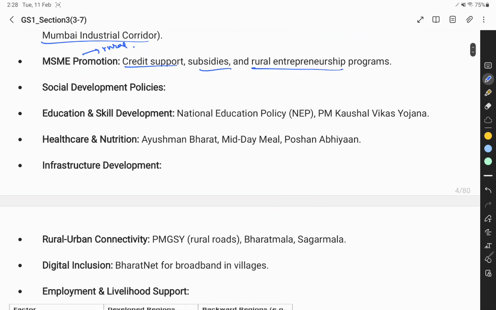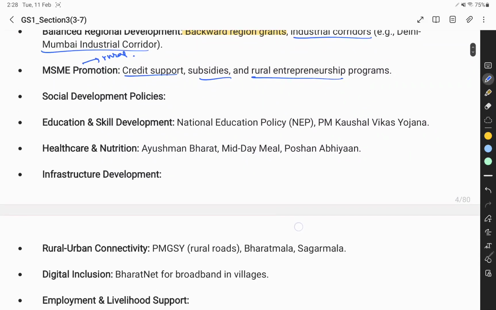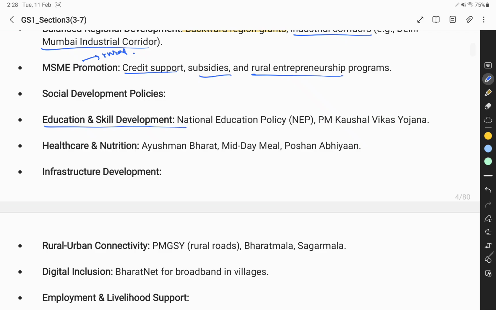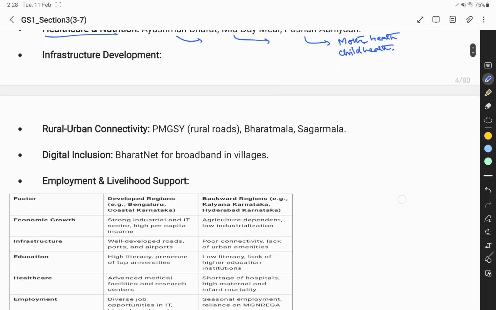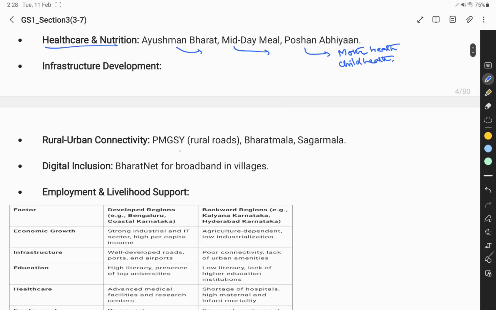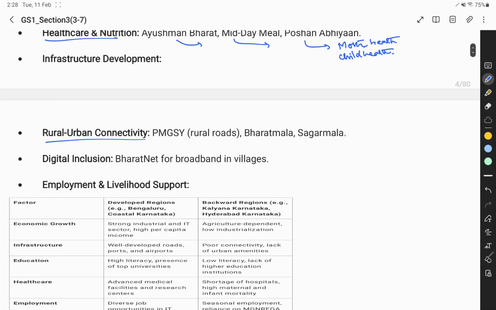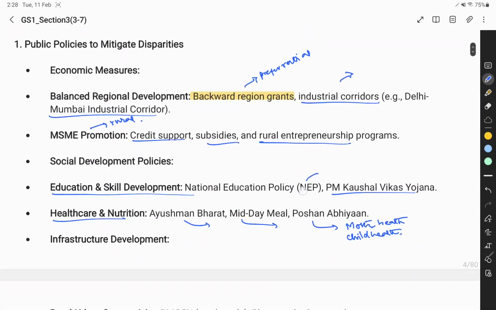Then social development policies, this is to diminish the inequalities. This is education and skill development: National Education Policy, PM Kaushal Vikas Yojana. Then healthcare and nutrition: Ayushman Bharat, then the Midday Meal Scheme, then Poshan Abhiyan. Here again, this is also related to mother's health, then the child health, and now rural urban connectivity. If it is improved, it will also reduce these disparities.